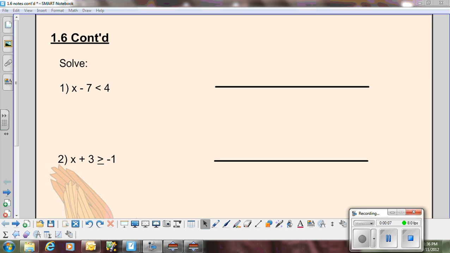Today we're going to look at when you have an inequality statement and you need to solve for x. Yesterday you already knew what x was and you just needed to graph it. So you have something that looks like this: x minus 7 is less than 4. What do I need to do to solve for x? Add 7, just like in an equation. So I get x is less than 11.